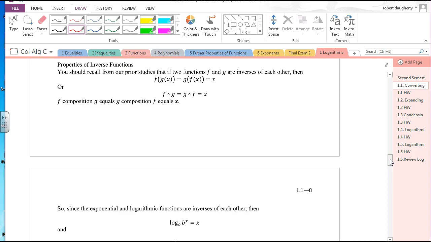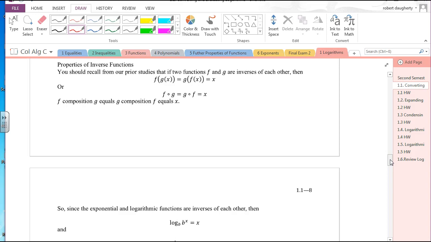So if I start with x, and f and g are inverses of each other, f will take me somewhere, but g will bring me back to x. And if I start with g, it takes me somewhere, and f will bring you back to where you started. So f composition g or g composition f has to equal x. You start with x, you do both of these functions, and you end up where you started.